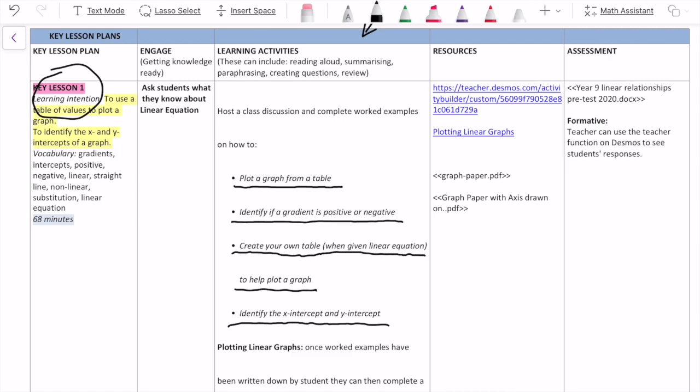This is for the normal group, but if you are in a modified group, you are going to focus on the first 2 only. Let's get started.